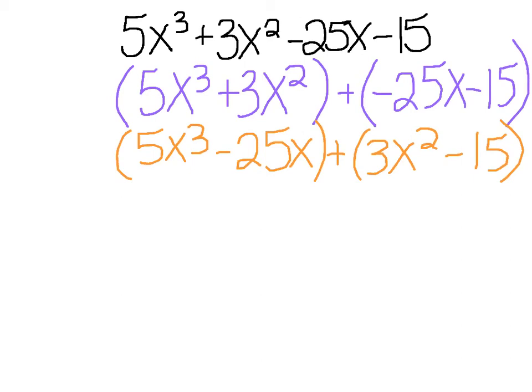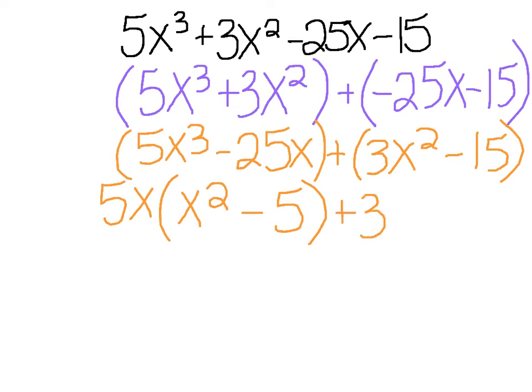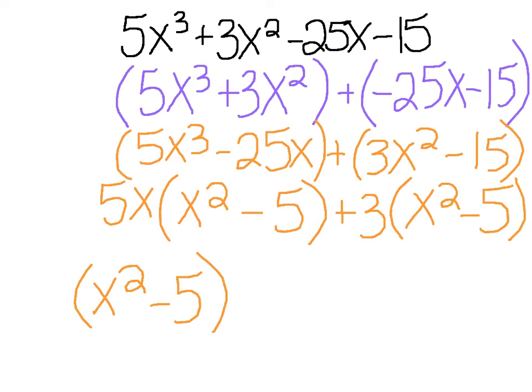So looking at 5x cubed minus 25x, we can take out a 5x and we're left with x squared minus 5. Looking at the second one, I see that I can take out a positive 3 and I'm left with x squared minus 5. I'm going to write out my GCF, x squared minus 5. I'm going to write out the common binomial, and then my remainder is going to be the GCF, 5x plus 3. Looking at this x squared minus 5, I would look to see if I could factor it further, but this is not a perfect square, so I'm done. This is my final answer.